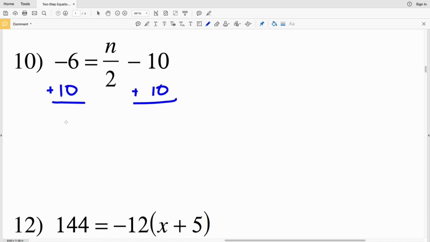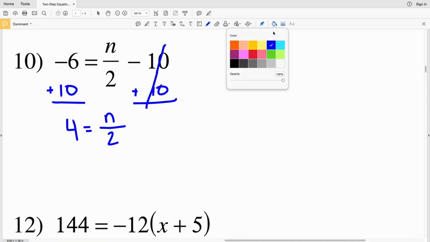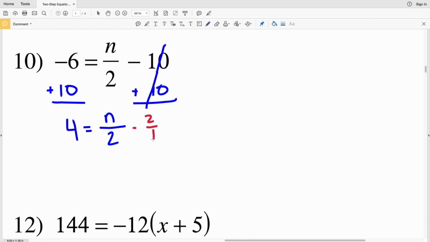Negative 6 plus 10 is a positive 4. So 4 is equal to n over 2. Multiply both sides by a positive 2 over 1, which is the same as multiplying by a whole number 2, since 2 over 1 is equivalent to 2. And that's going to leave us with 8 is equal to n.